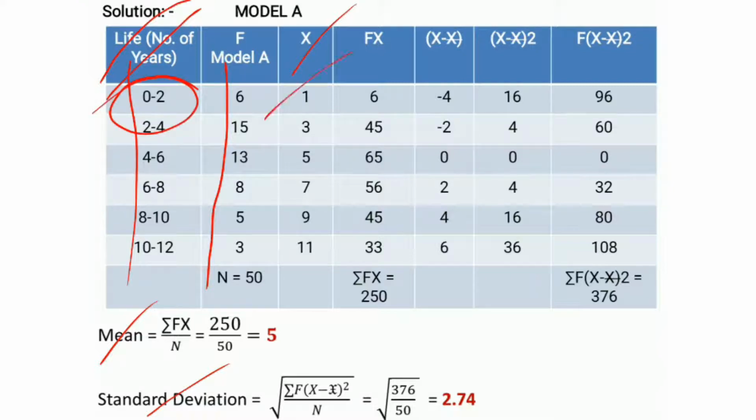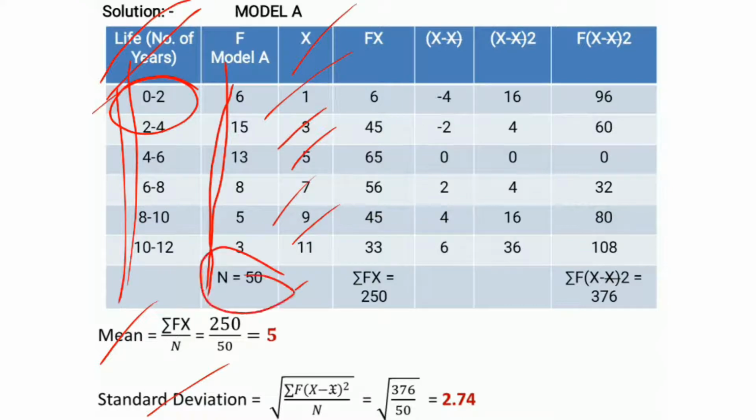For 0 to 2, the mid value is 1. For 2 to 4, the mid value is 3. Similarly, get the mid values of all the class intervals. The total frequency n is 50. Add all the values of frequencies and you will get n is 50.